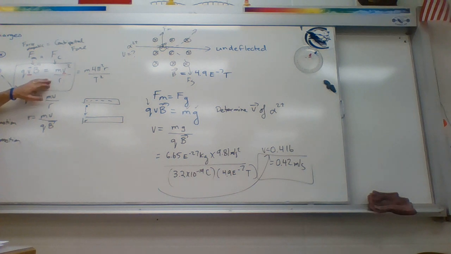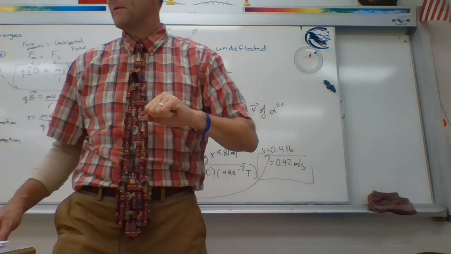Anyway, so that's just a quick example of applying this relationship right here: qvB equals mv squared over r. For sure, if you can tell that a charged object is moving in a circle, that's your relationship. That's your go-to.